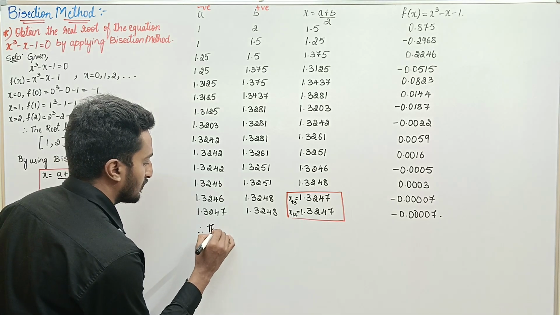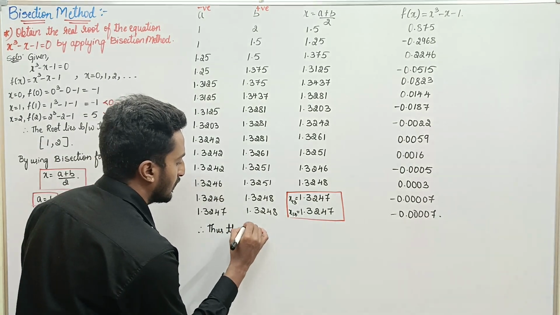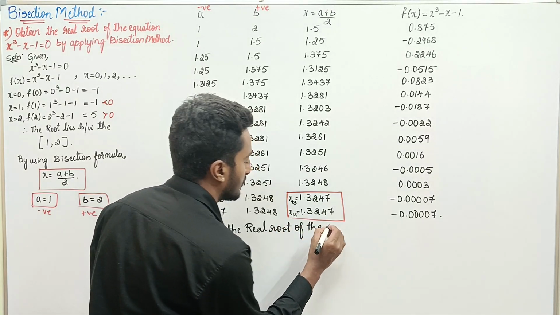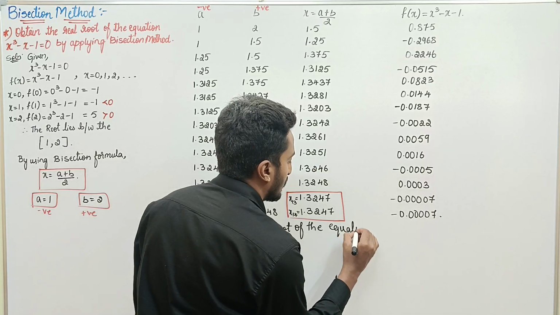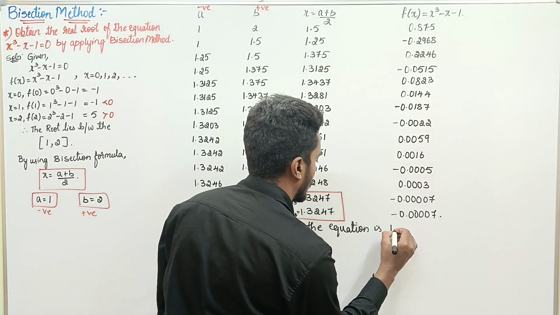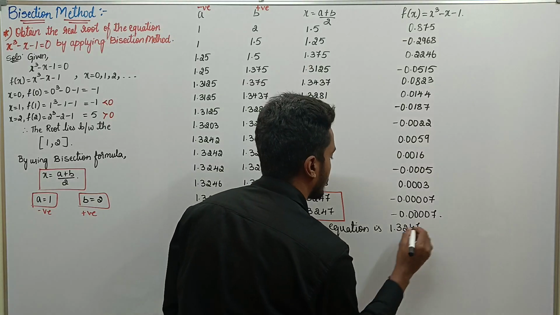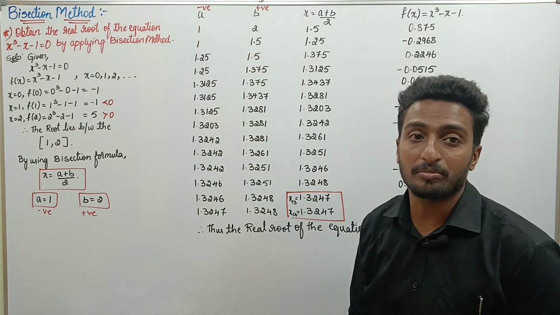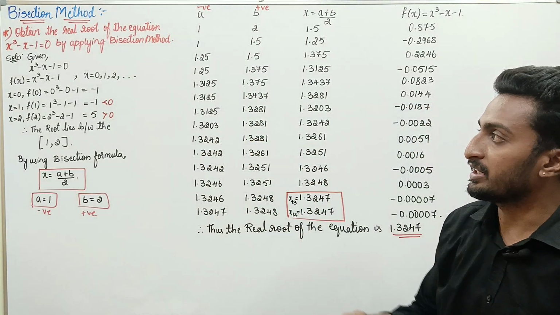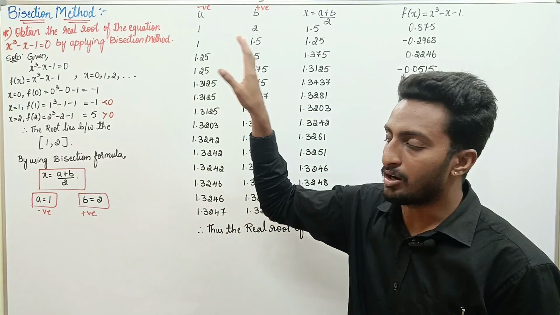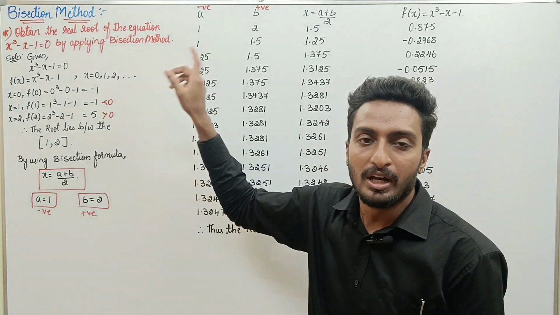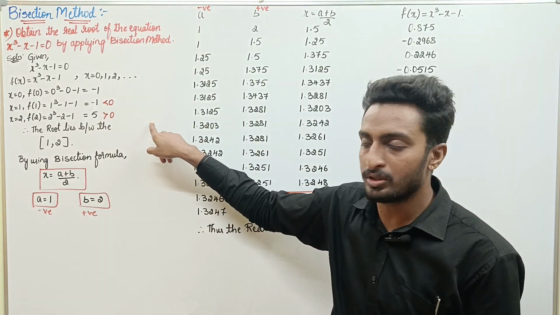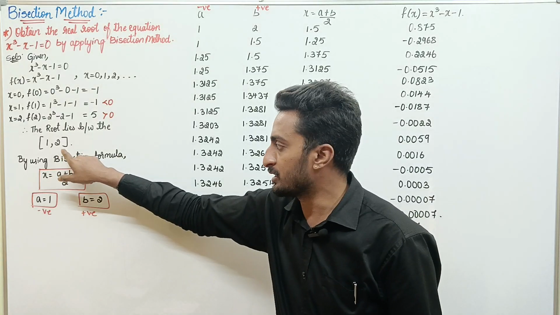Therefore, the real root of the equation is 1.3247. This is how you are supposed to represent the bisection method of the given equation x cube minus x minus 1. First, always remember the equation should be equal to 0. Substitute the values of x starting from 0. Find where it changes from negative to positive, that is between 1 and 2.